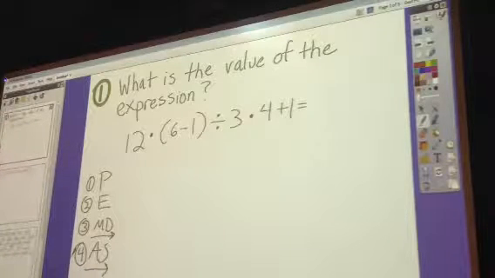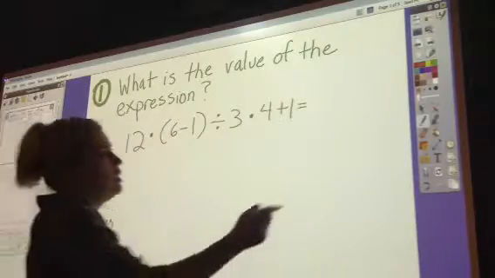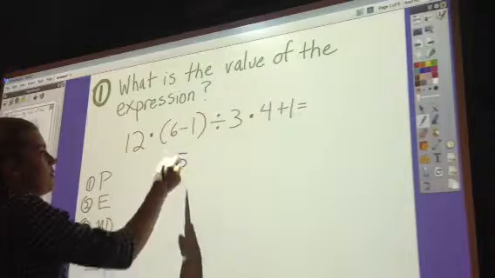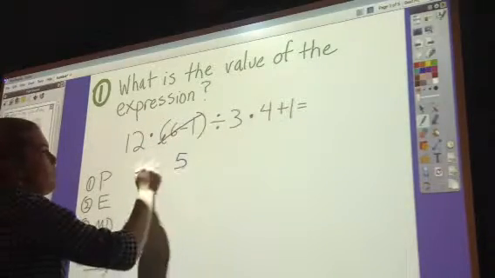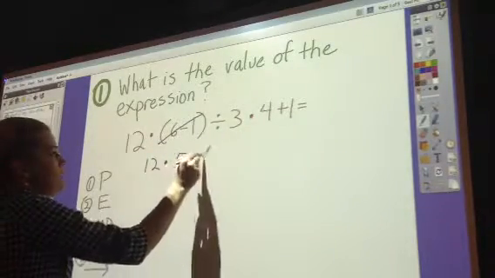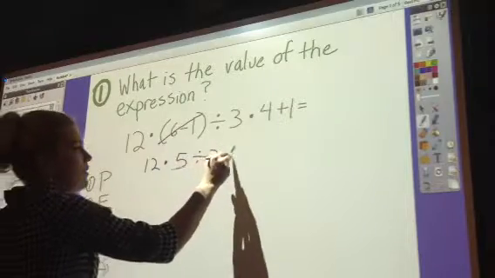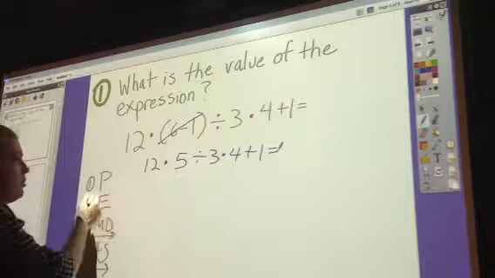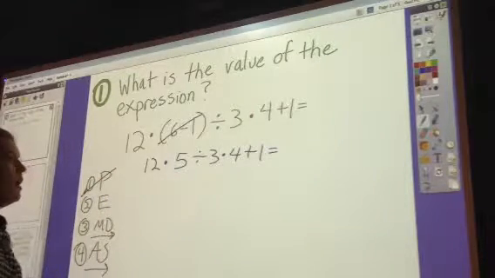So looking at step 1, P stands for parentheses. I have parentheses. I'm going to go ahead and do that first. 6 minus 1 is 5. I'm going to cross that off and bring everything else down. Okay, I don't have any more parentheses. I can cross that off.